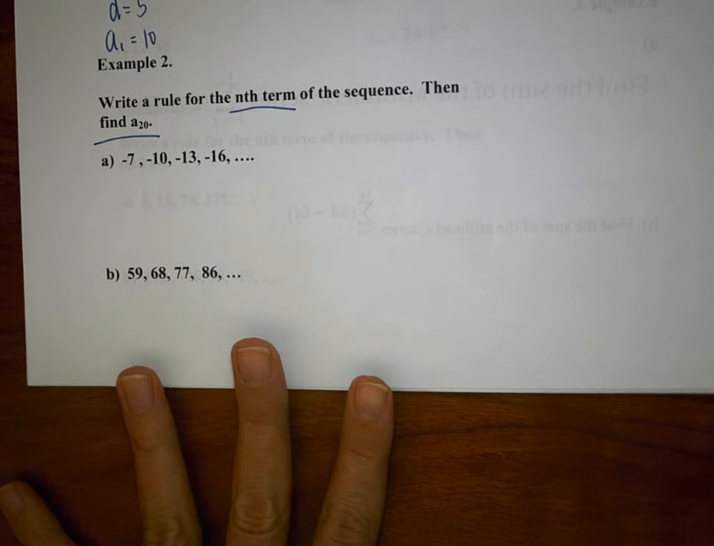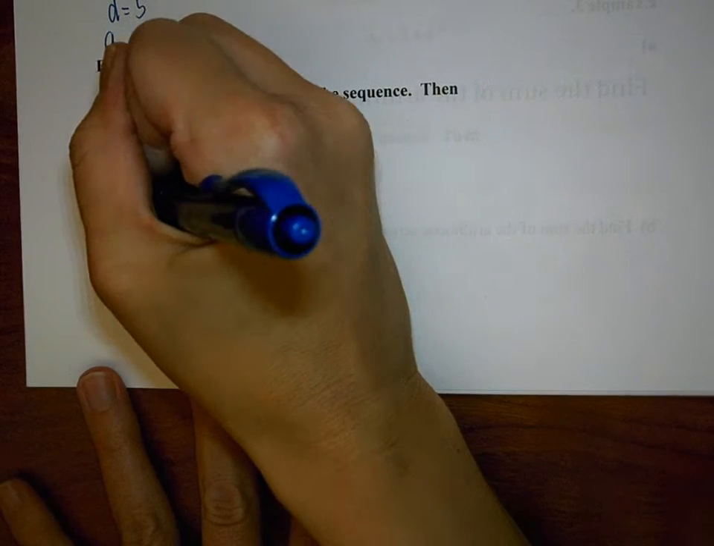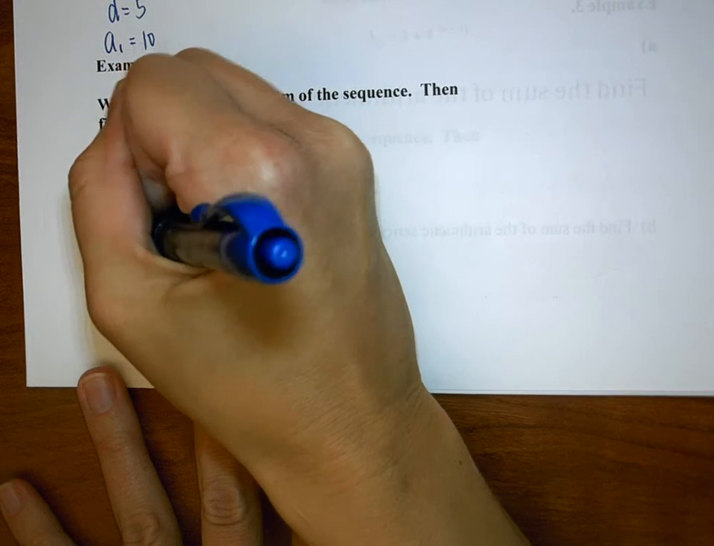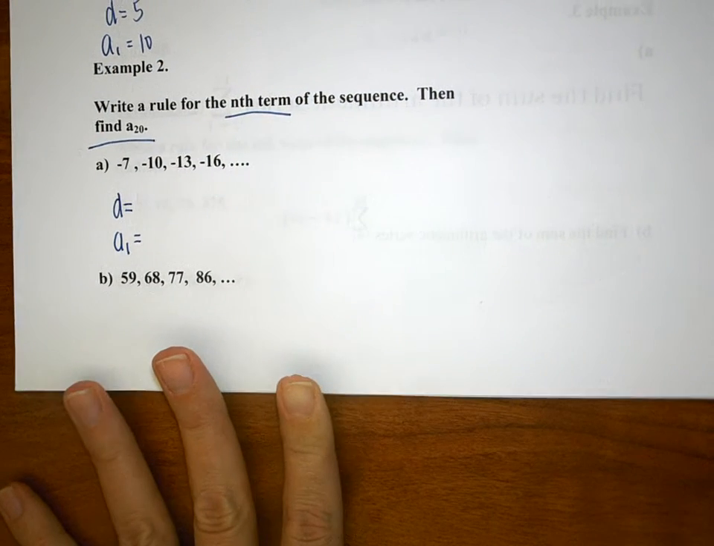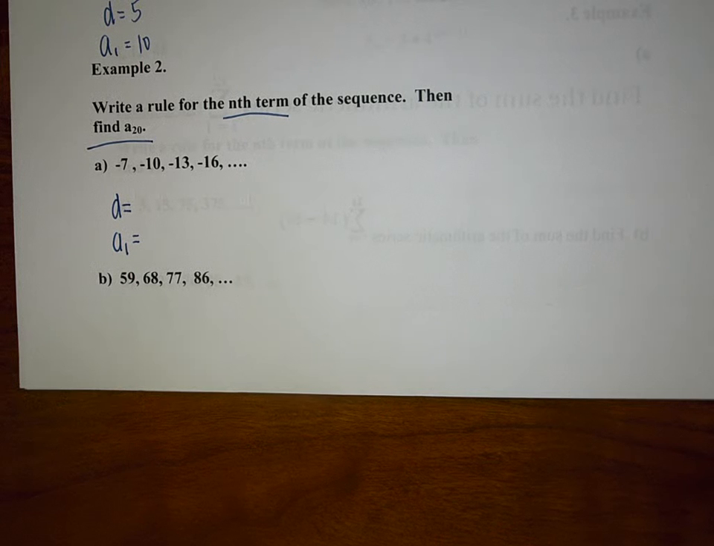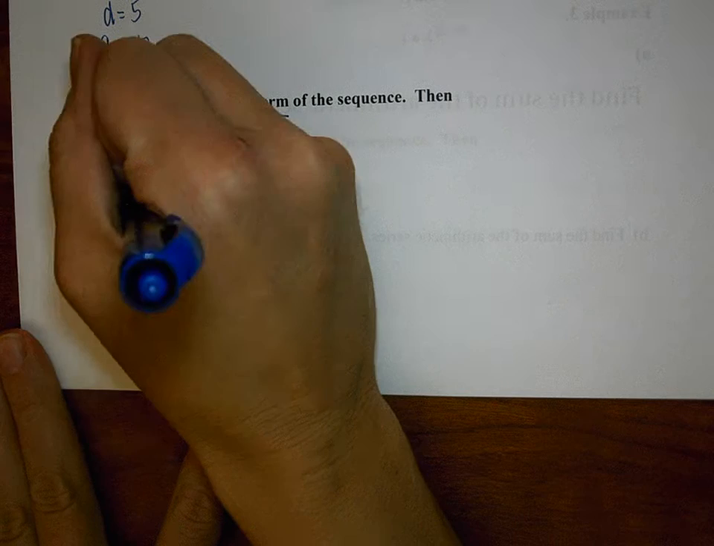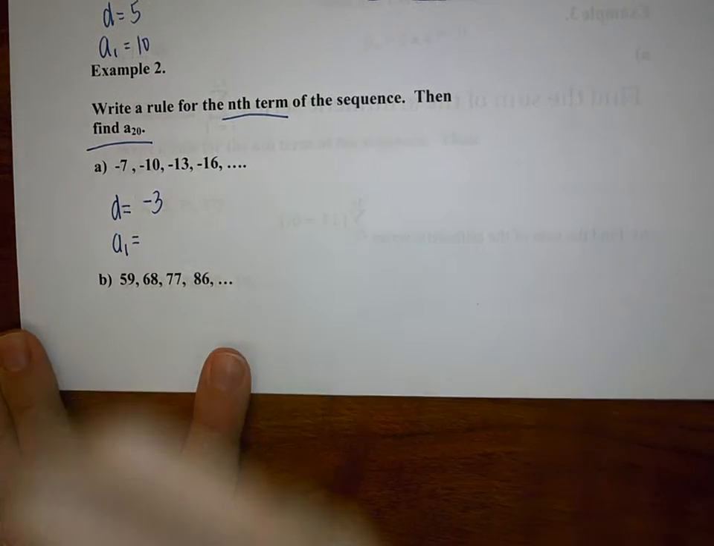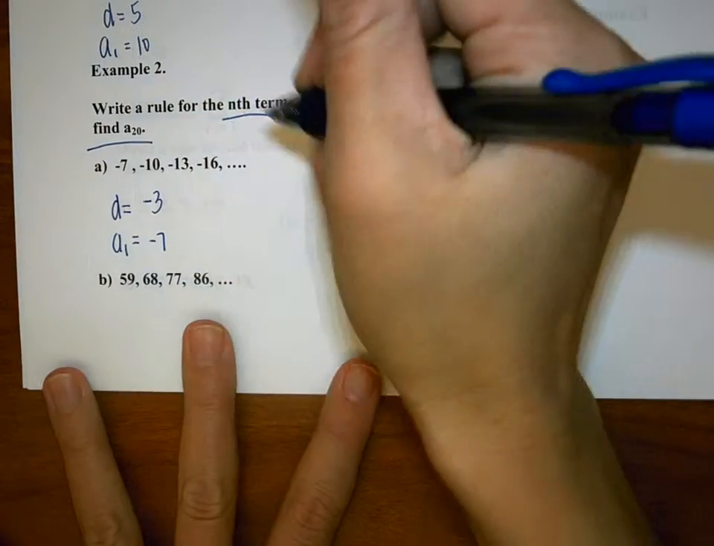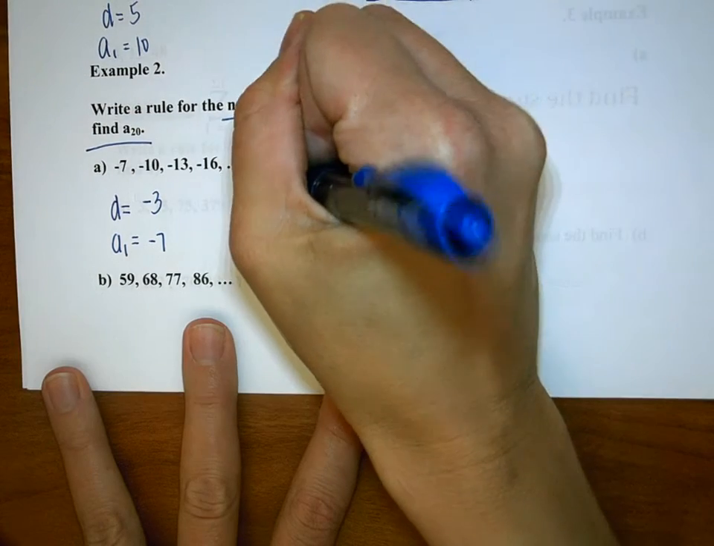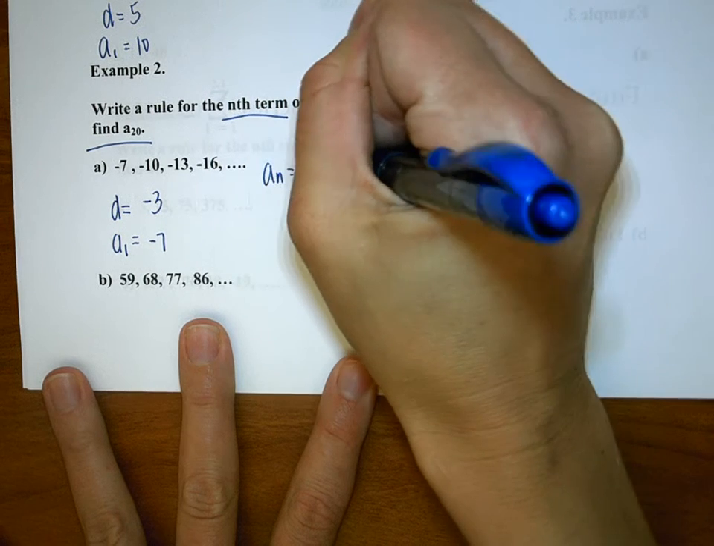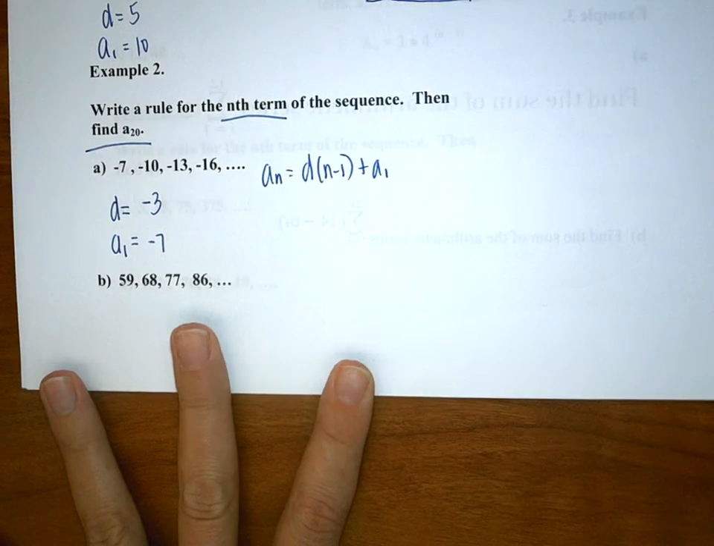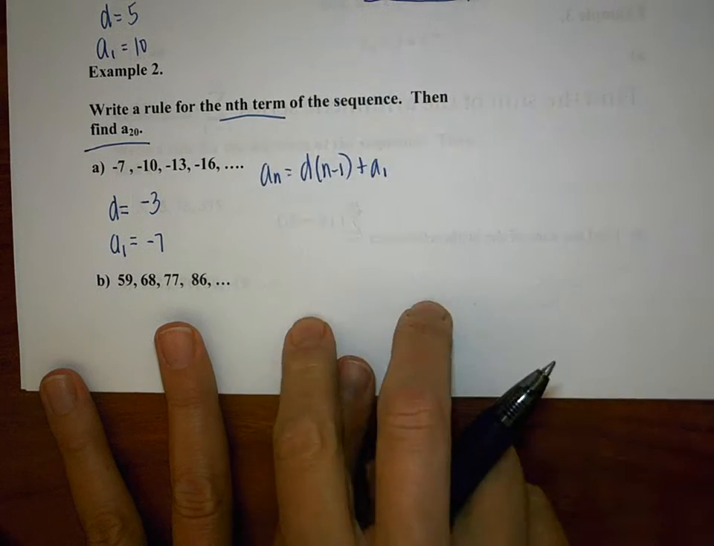So, what were the two things I need in order to find my equation? Good, your D value and your first term, which is a sub 1. What is going on here between each of the terms? Subtracting 3, good. So my D term is negative 3. And then what is my first term? Very good. So we're going to use our formula. You can write it again if you want to. A sub n equals D times n minus 1 plus a sub 1. So I'm just going to fill in this information here.